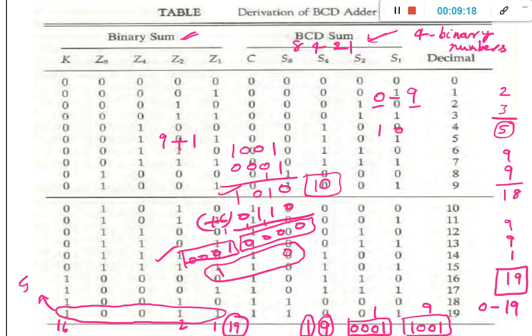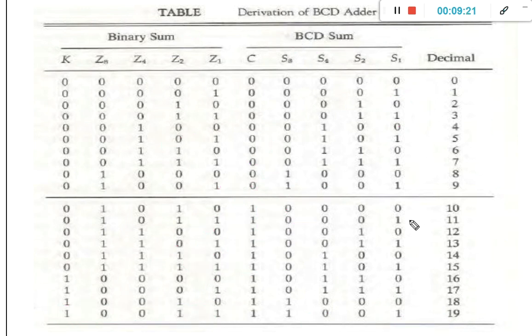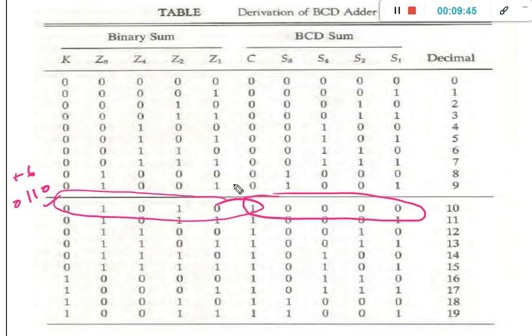Okay. So what you observed? We observed that whenever we need to get the correct BCD sum, you need to add plus 6, that is 0 1 1 0, to the binary sum, then we are going to get the correct BCD sum. This is the binary sum, this is the BCD sum. We are going to get the correct BCD sum by adding the plus 6 value.